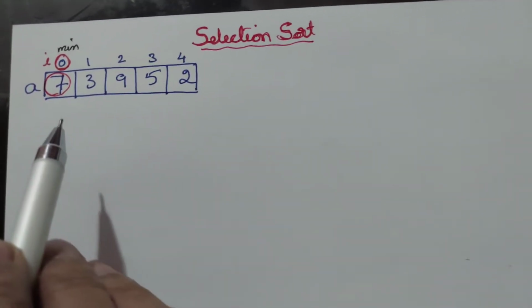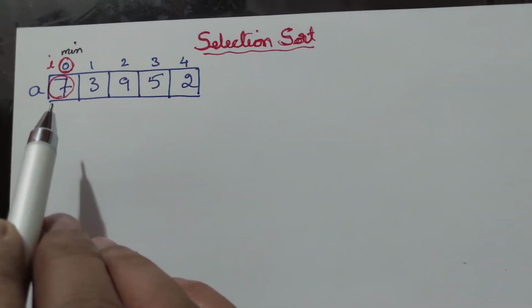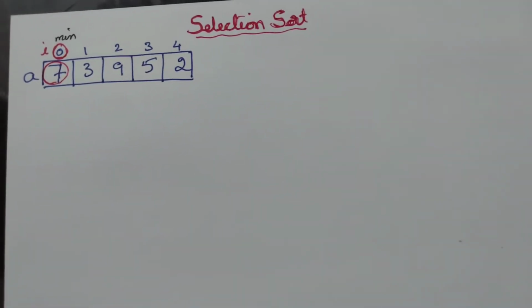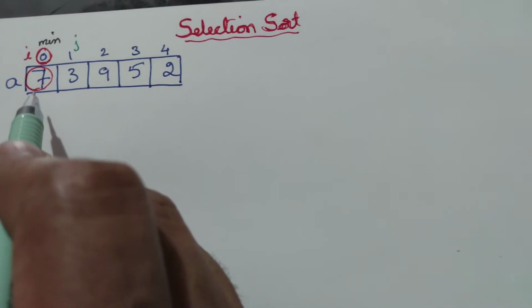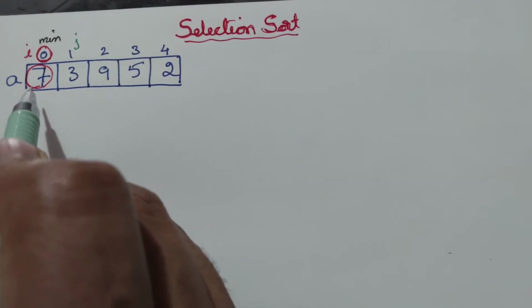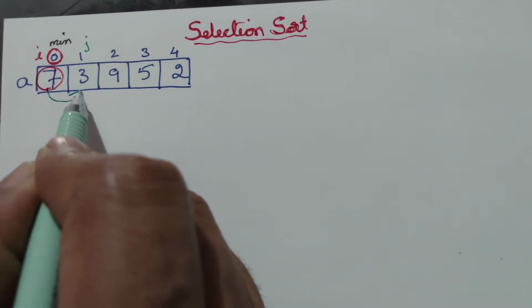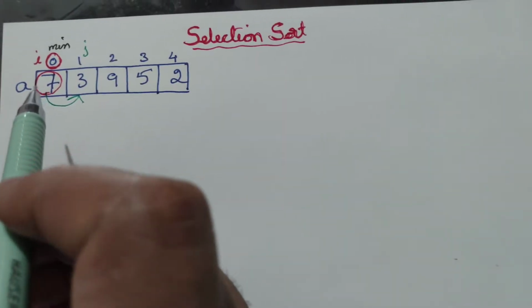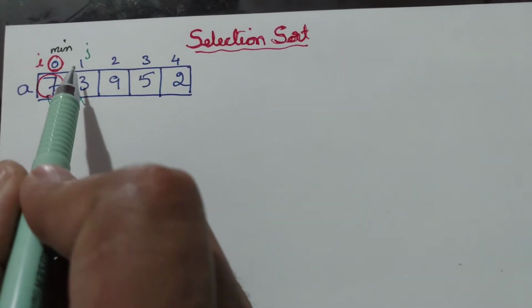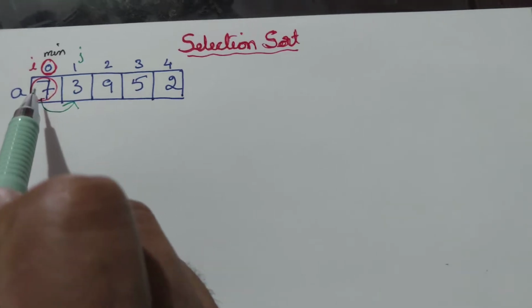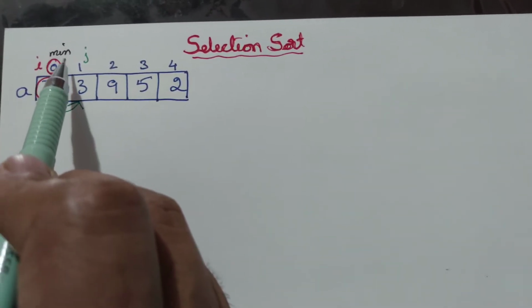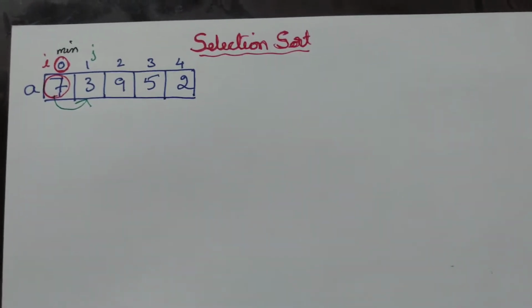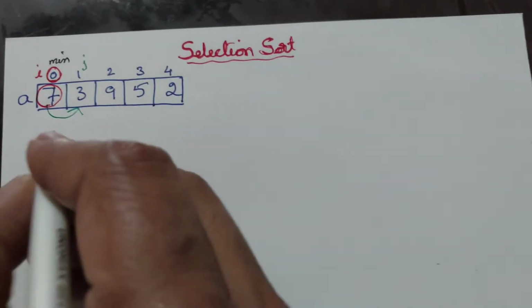Now I will start comparing with the next elements from I. So I take one more index j, the next of I. I start checking whether my assumption is right or wrong. I compare this element with this one. Among these, is the minimum element A of 0 or A of 1? Now the assumption is wrong. My minimum element is not stored in position 0; the minimum element is stored in position 1. So I will change the minimum position.